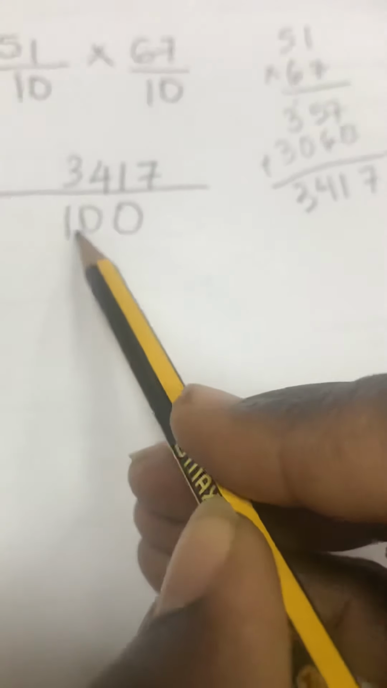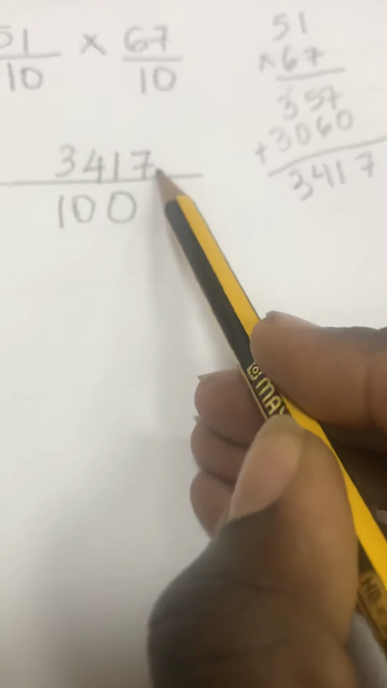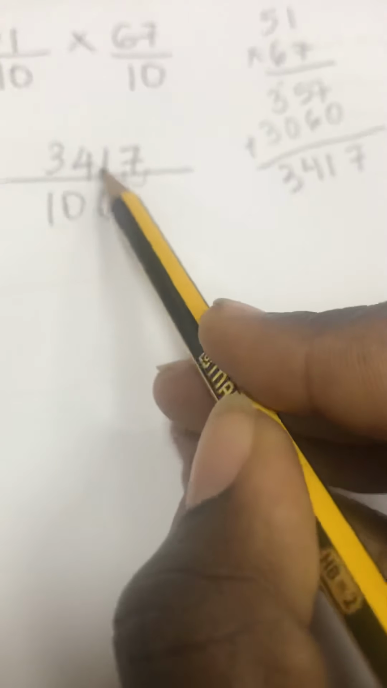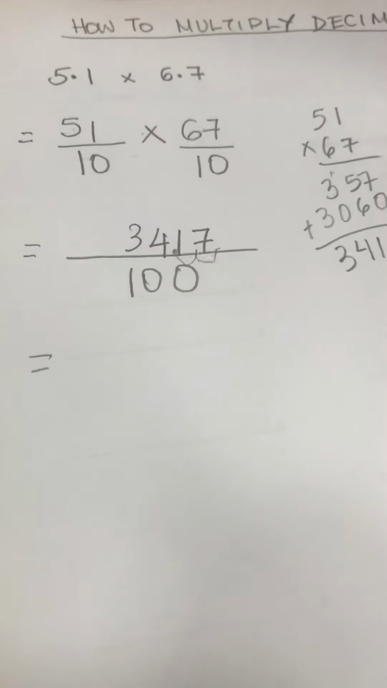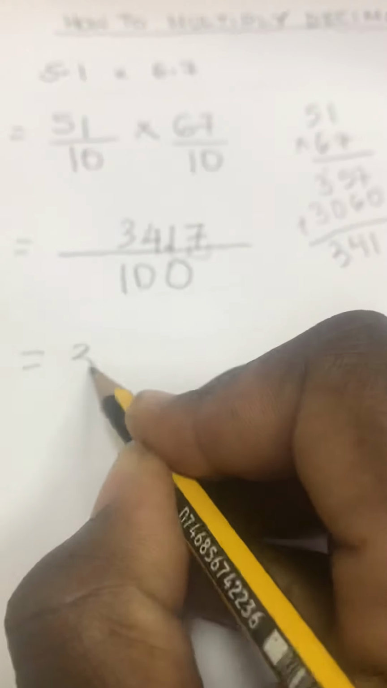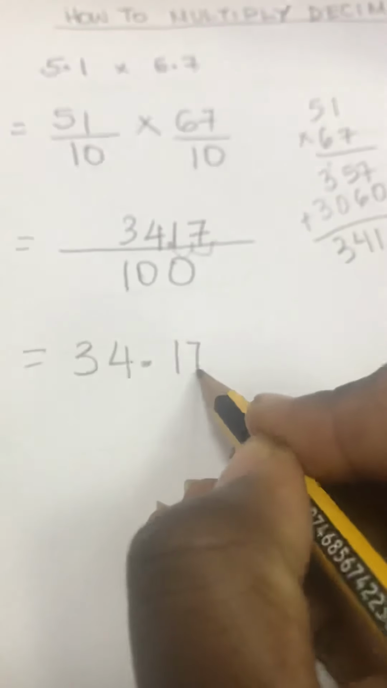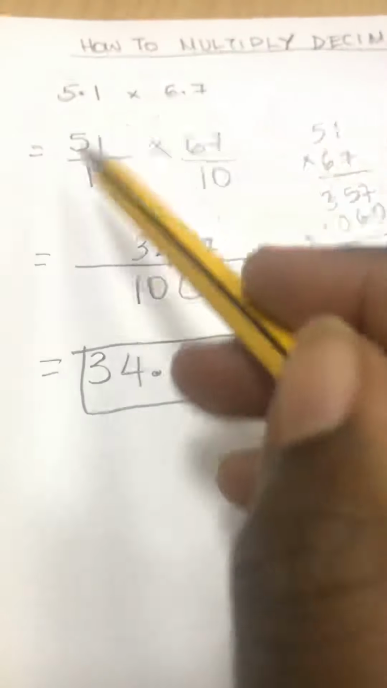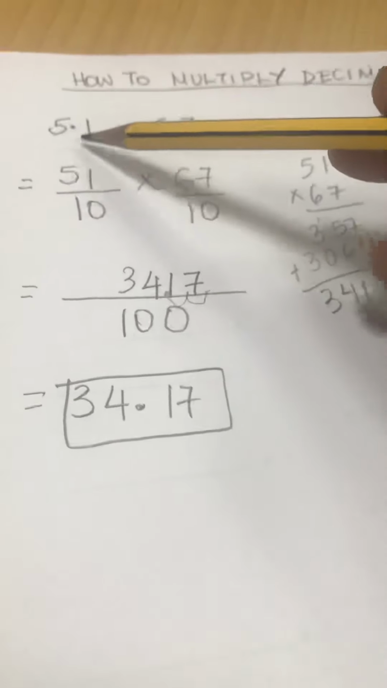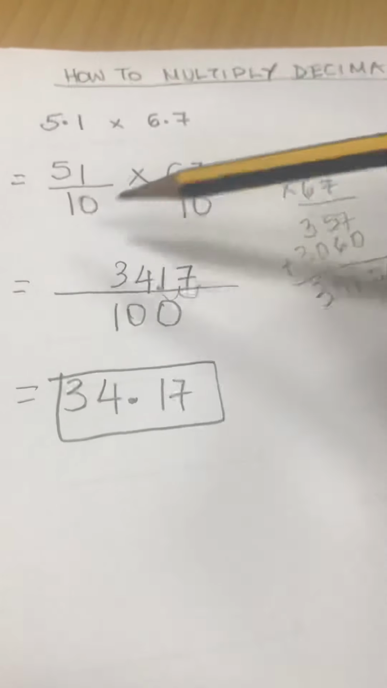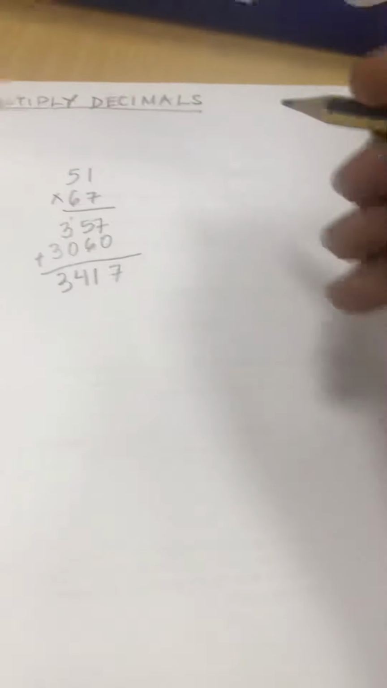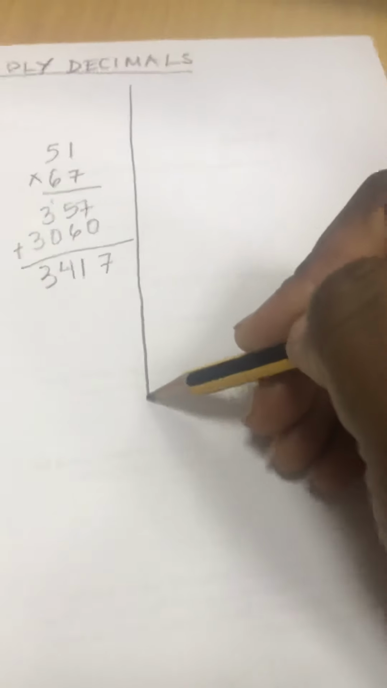Now, since you're dividing by 100, you count 2 spaces from the right, going this way. So 1, 2. Here is my decimal. So my answer is, and you can check in the calculator if this is correct. So this is one way. You write the decimal as a fraction, and then you multiply the same way we learned in term 1, and you get this, okay?